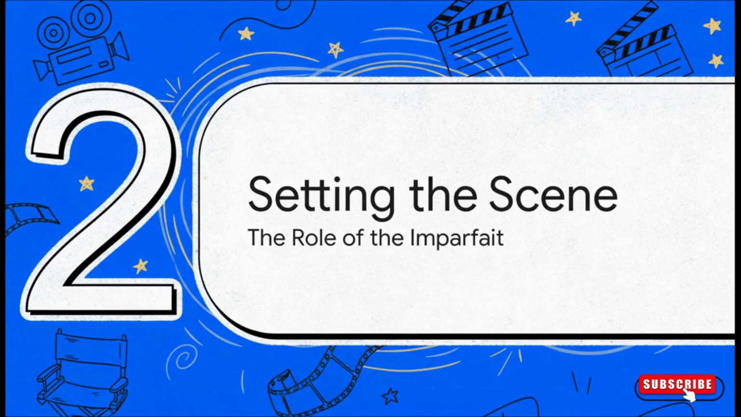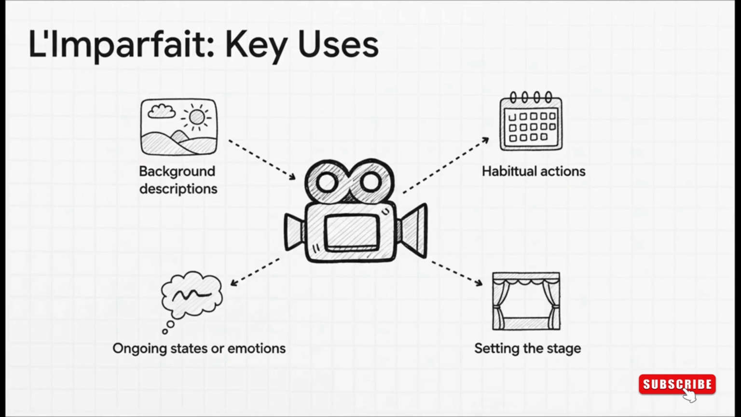All right, let's zoom in on our director of photography first. Let's see how the Imparfait really works its magic to build the world of your story. So, the Imparfait is your go-to for a few key things. First, background descriptions. What the weather was like, what people were wearing, that kind of stuff. Second, habitual actions. Anything you used to do on a regular basis. It's also perfect for ongoing states or emotions. Think about how you were feeling over a period of time. And this is a big one, it's used to set the stage right before something important happens.